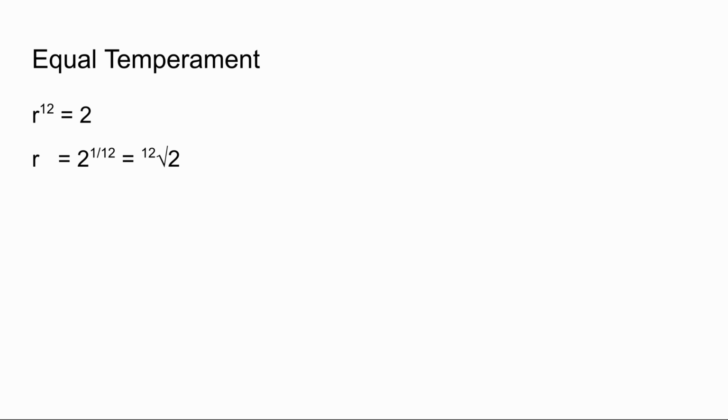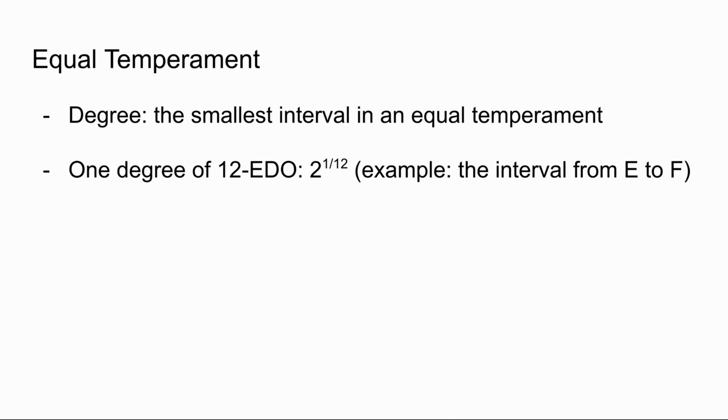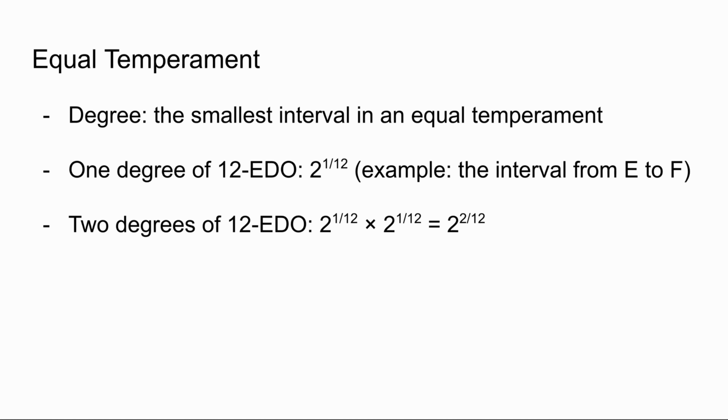We will now look at other intervals, but before we do that, I will introduce a new term. A degree is the smallest interval in an equal temperament. In 12 EDO, as we have just shown, the degree is 2 to the power of 1 over 12. An example of such an interval in 12 EDO is the interval from E to F. 2 degrees would then be 2 to the power of 2 over 12. 3 would be 2 to the power of 3 over 12, and so on. 12 degrees of 12 EDO is 2 to the power of 12 over 12, which is equal to 2, and so we are back to the octave.